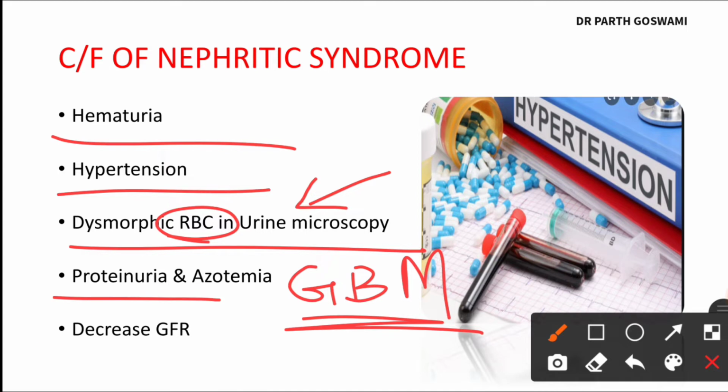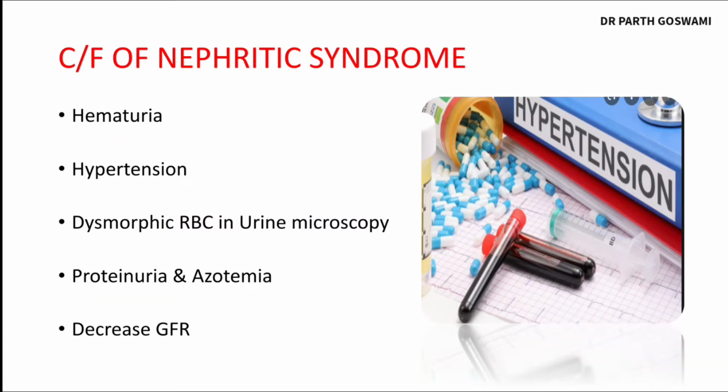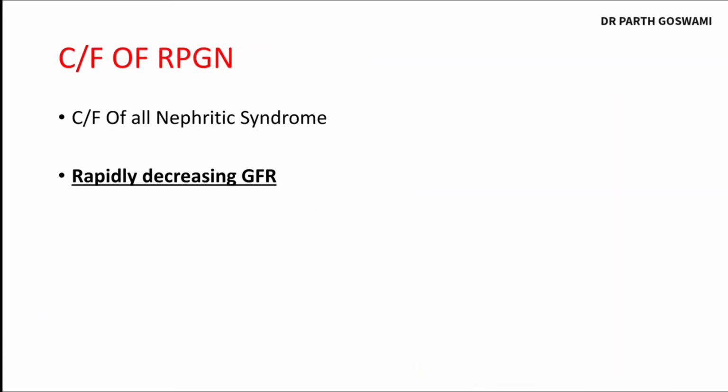And there will be a rapid decrease in the glomerular filtration rate sometimes, if kidney involvement is severe. So there will be reduction of the glomerular filtration rate in nephritic syndrome because the filtration function of the kidney is affected whenever the patient has nephritic syndrome.